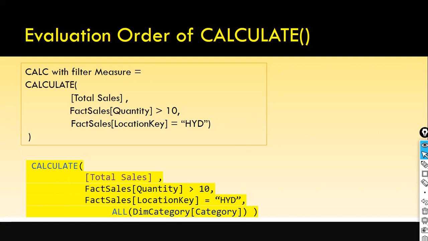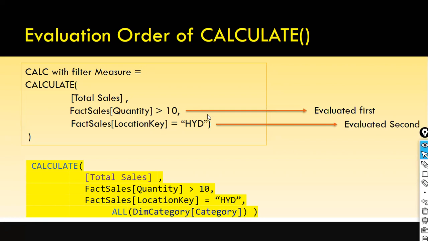Same as your SQL. This one will get evaluated first. Which one? The inner filtering condition. And then this one will get evaluated second, and finally, this one will get evaluated. So understanding the evaluation order of the CALCULATE function is also very important. Here you need to have the domain knowledge. You need to know the domain.